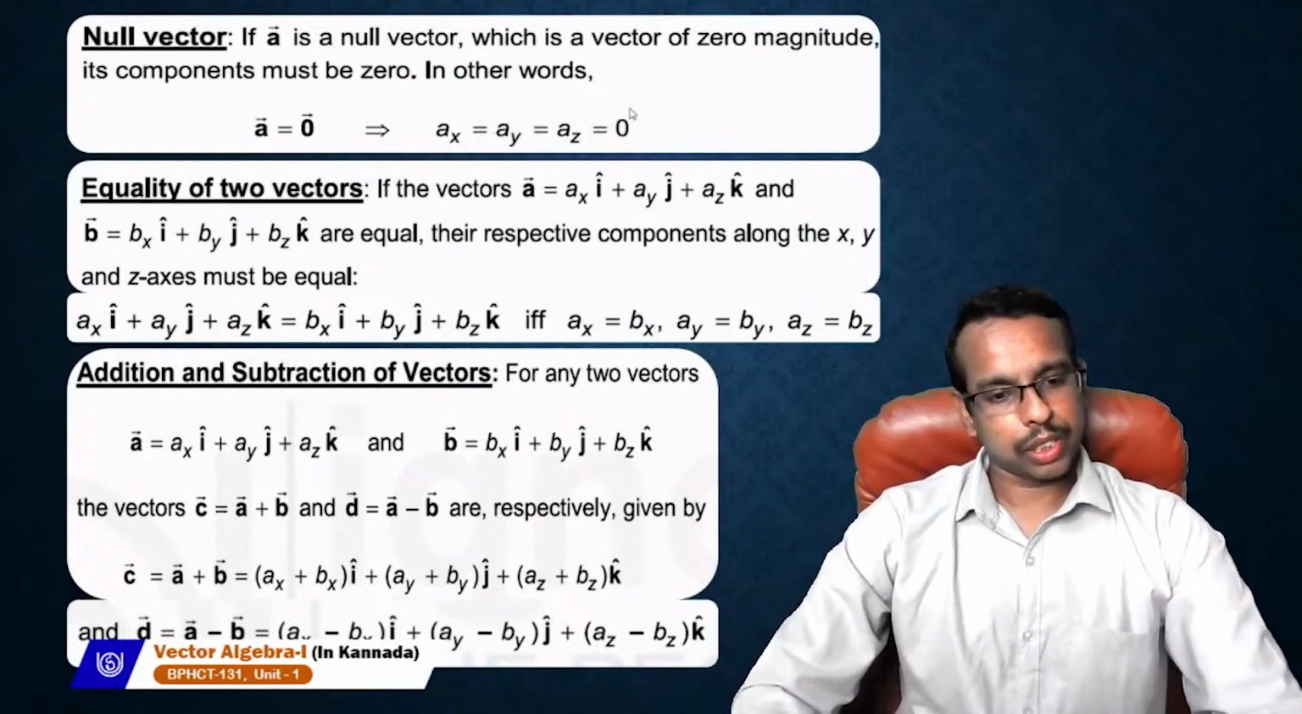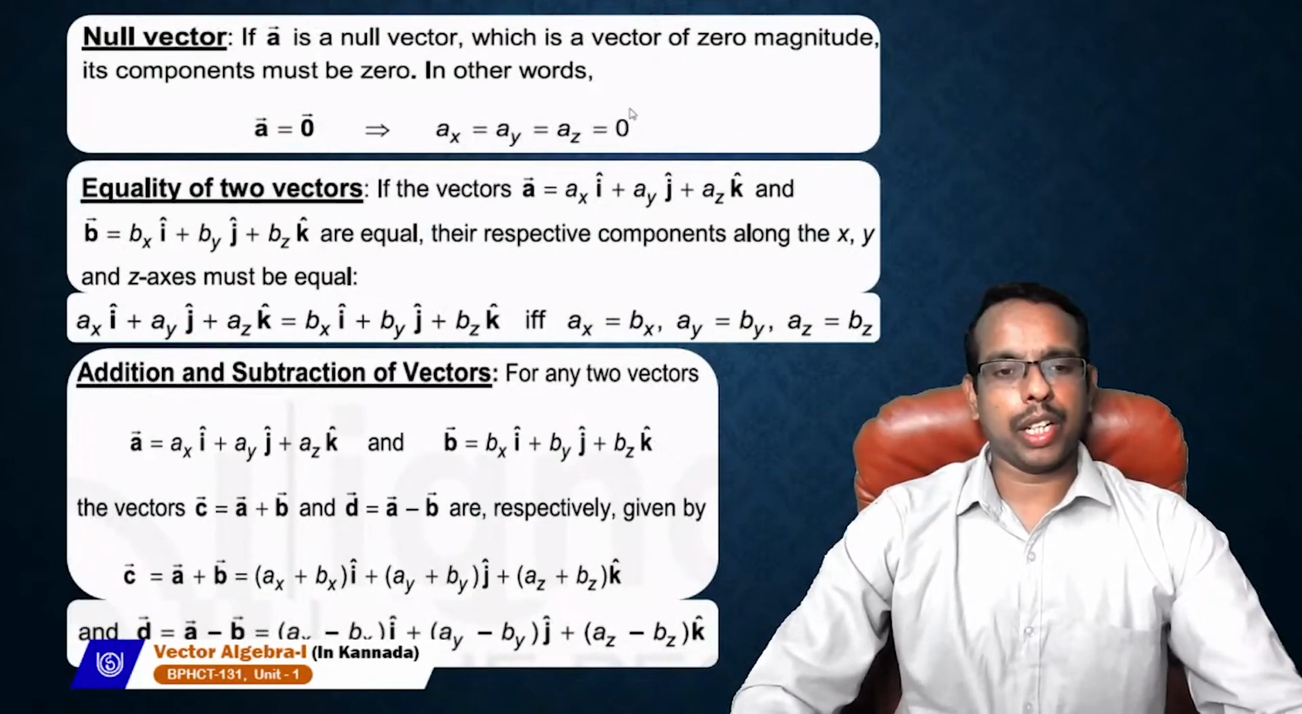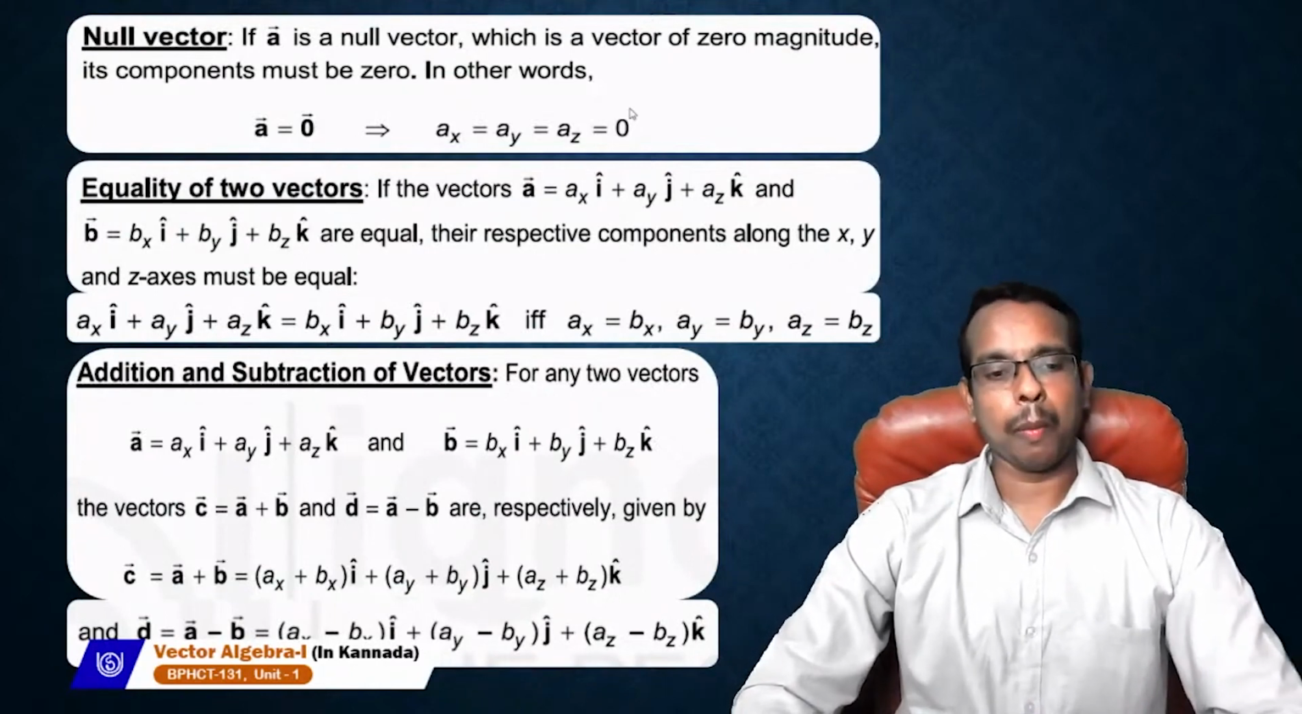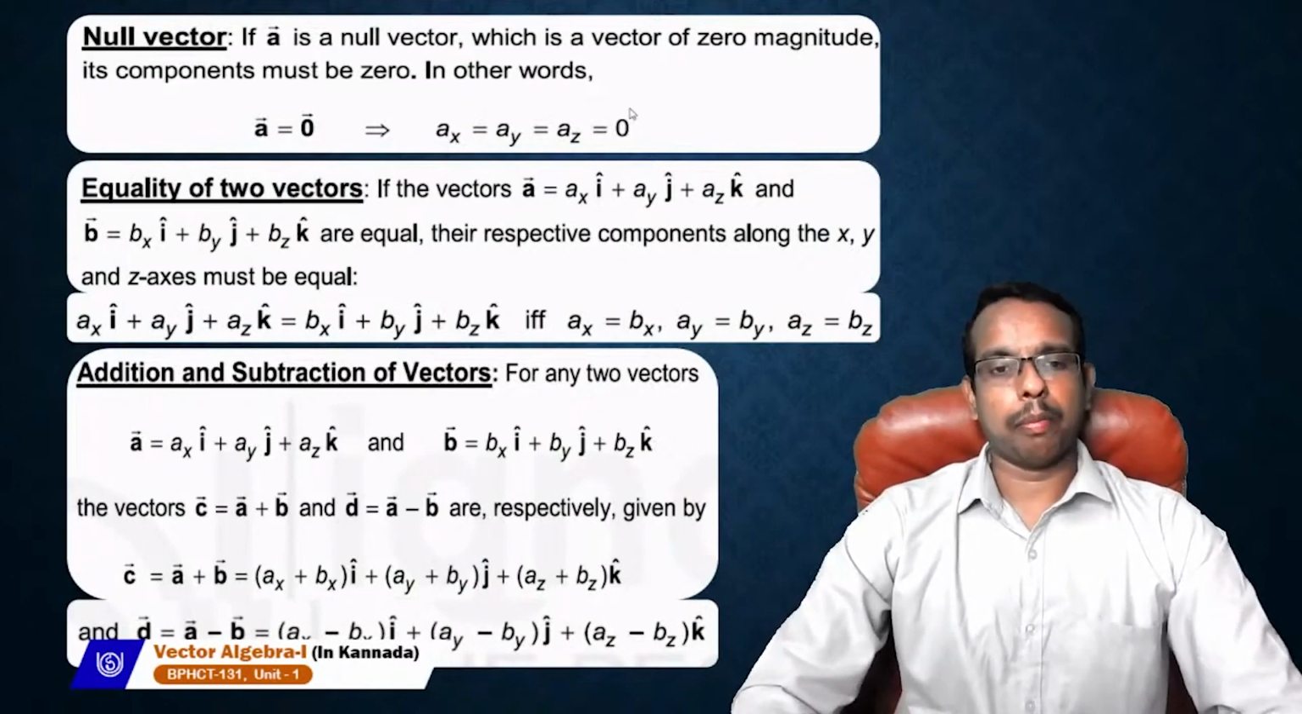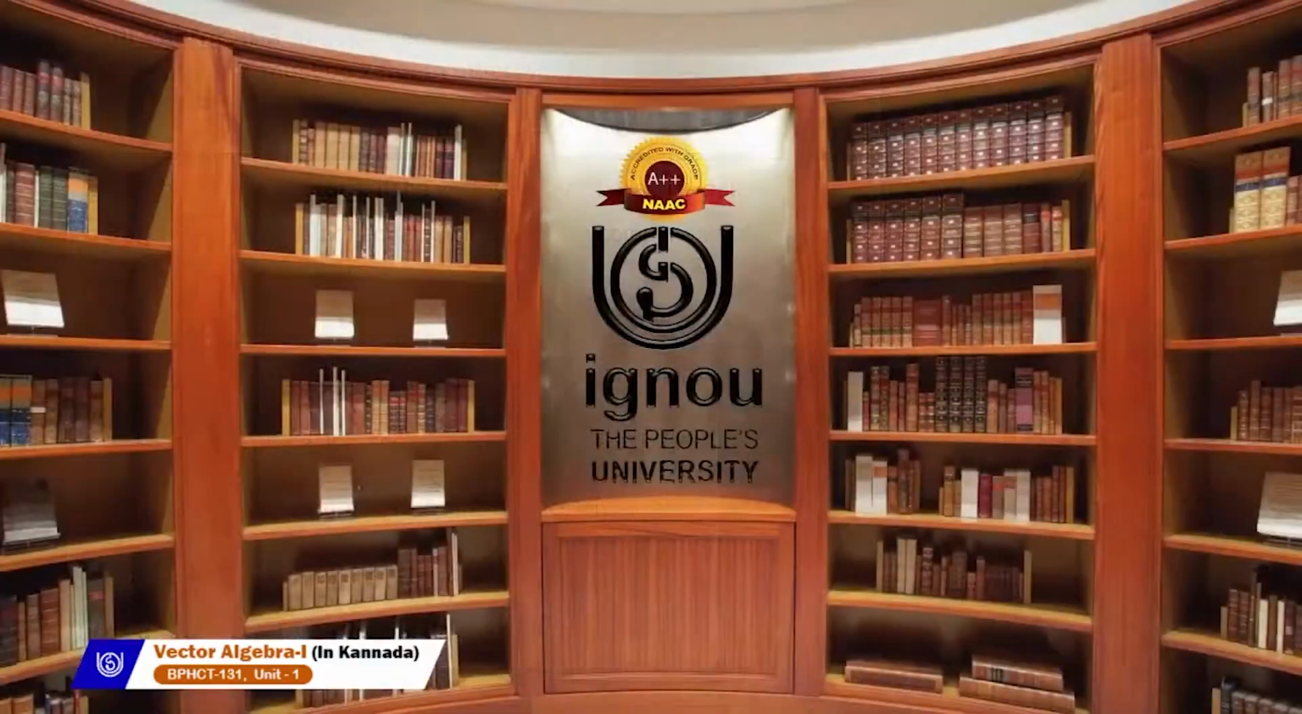When you try to subtract, it is similar. If you consider D as some vector and you are subtracting A and B, D vector is equal to A vector minus B vector. Similarly, Ax i cap minus Bx i cap, Ay j cap minus By j cap.